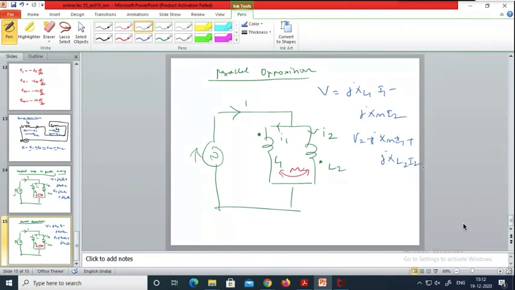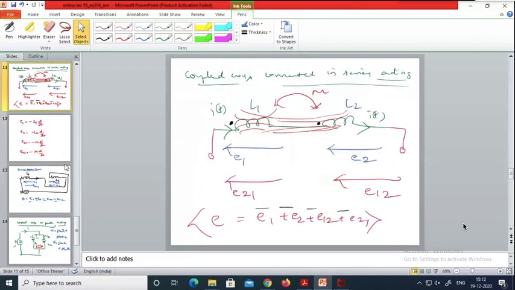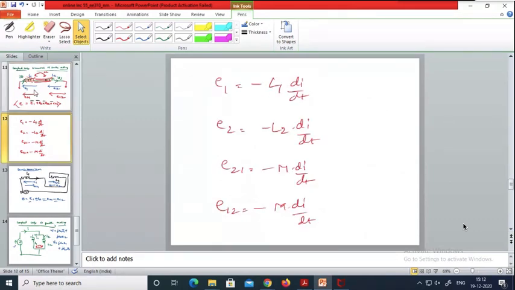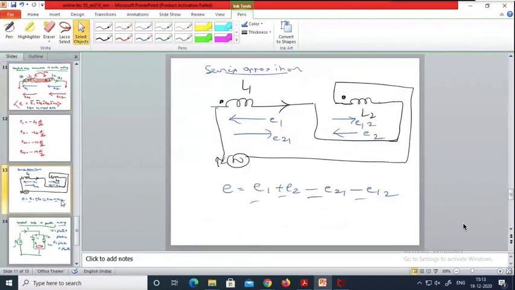So this is how you can deduce the expressions. Now, what else can you expect? You can find the equivalent impedance in both the cases. In the first case, you are adding all the voltages. Therefore, the total equivalent inductance here is nothing but L1 plus L2 plus 2M. That is the total inductance in the first case. In the second case, L is equal to L1 plus L2 minus 2M.